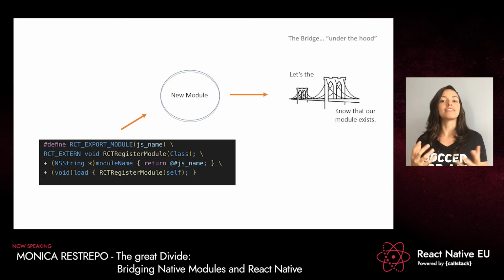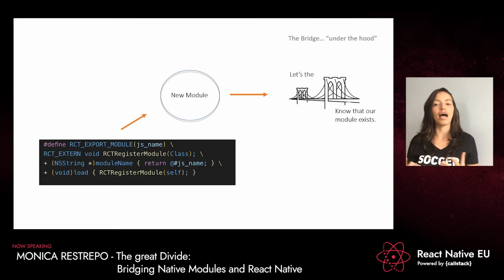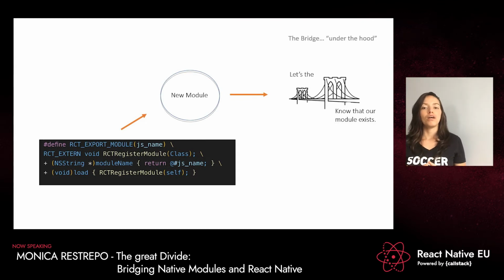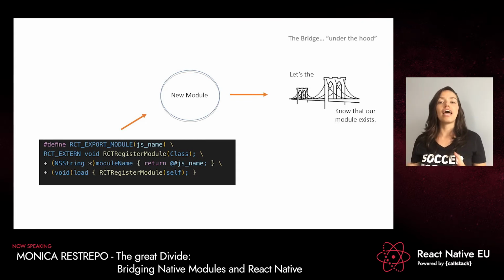A macro is a set of functions to be performed during build time that takes a parameter called js_name, in case you want your module to have a name in JavaScript other than the Objective-C class name. And lastly, it declares a load method that calls the above declared RCTRegisterModule function to actually make the bridge aware of this module. So when the app is loaded into memory, it will call the load method for every class.